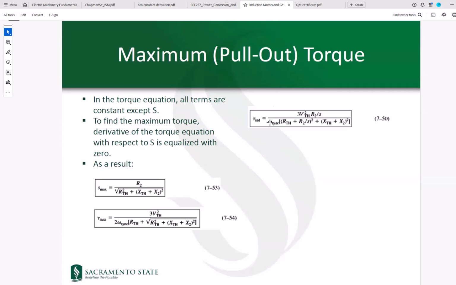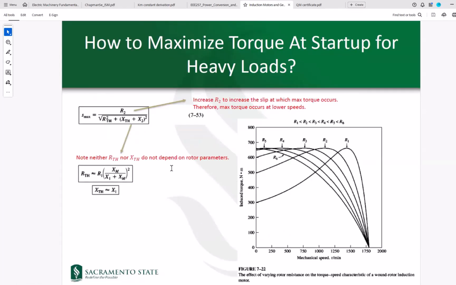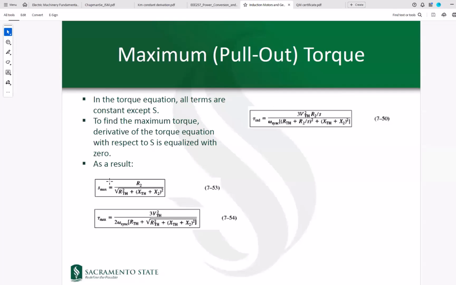Okay, so again, we get the derivative of tau induced with respect to S, equalize it to 0, and find S. That S would be called S max, which means that is the slip of the machine at which the maximum torque occurs. Once you put that S max into the torque equation, you find the maximum torque as tau max. Now, let's look at this S max.